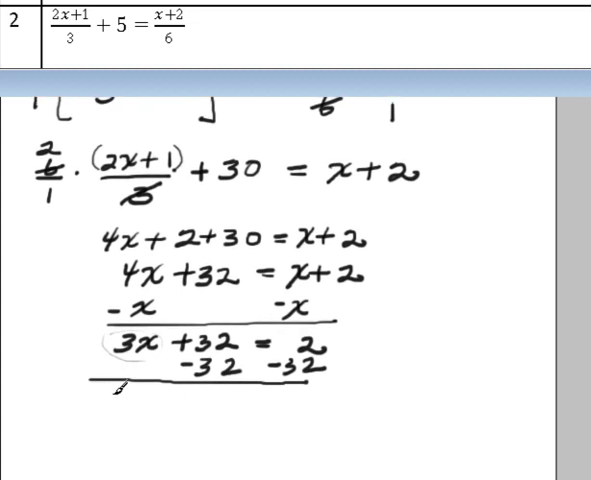Okay, so we have 3x is equal to minus 30, and finally isolate x. We're going to divide both sides by 3, and we have x is equal to minus 10.